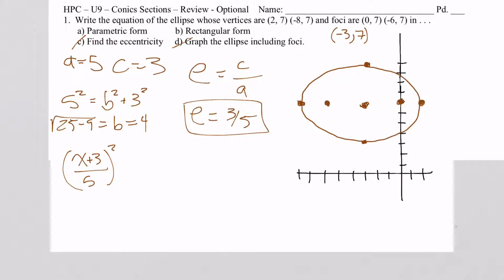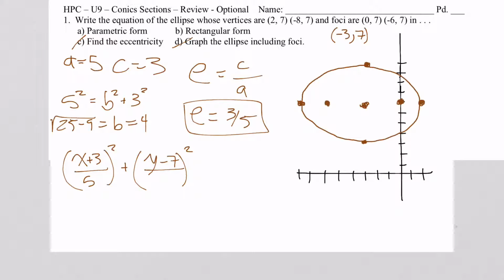How do I know 5 goes with the x? Well, 5 is how far I went left and right from the center to get to the vertex. So that stays with the x. Notice I've put the entire fraction in there, squared. I think it's going to make it easier to go to the parametric form. Then let's do plus. We'll have an entire fraction squared here. Y minus our y value. Our y value is 7, so y minus 7.